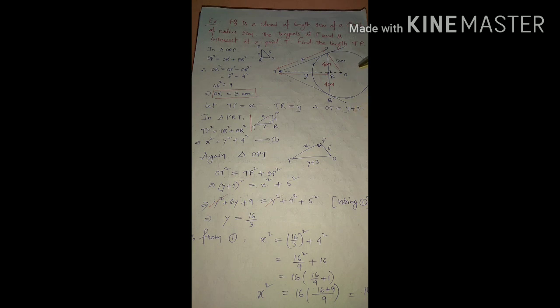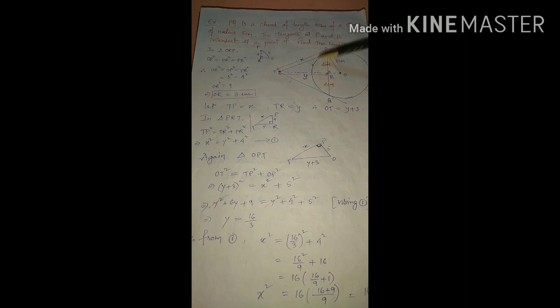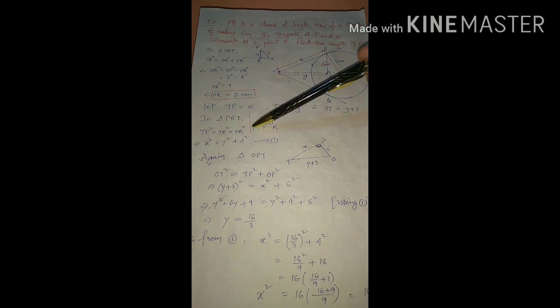Again now you see another triangle. This time we consider triangle PRT, separately drawn. In this triangle PR length equals 4 cm, TR equals Y, and PT, or TP, equals X. So if you consider this one, then again we apply the Pythagoras theorem. TP square equals TR square plus PR square. If you put the values, TP equals X, so X square equals Y square plus 4 square. Let us call this equation number 1.